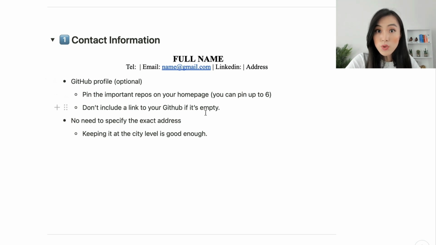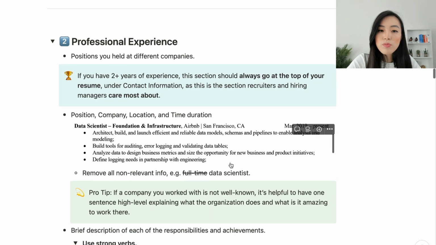Don't include a link to your GitHub if it's empty. In terms of address, you don't need to specify the exact address. Keeping it at the city level is good enough. Now let's move forward to professional experience.